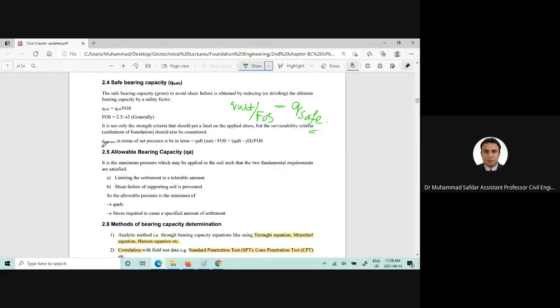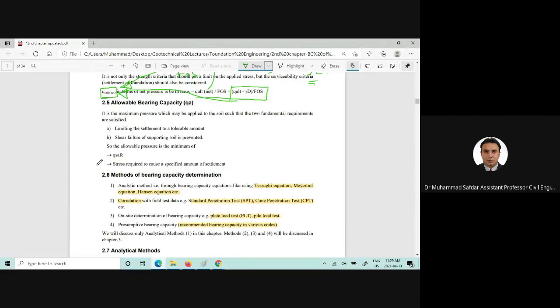Now, if you want to find the Q safe net, then you need to subtract gamma into D from the Q ultimate, and then divide it by the factor of safety, because this one is the Q ultimate net. If you divide that, you can find the Q safe net. So if you subtract the gamma into D, then you will get the safe net bearing capacity for that soil.